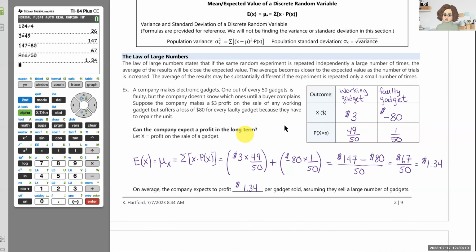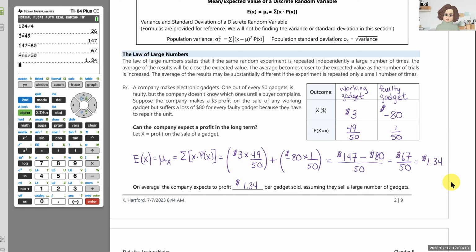All right, so that is the concept of expected value of a discrete random variable. And we'll take a look at some more examples.